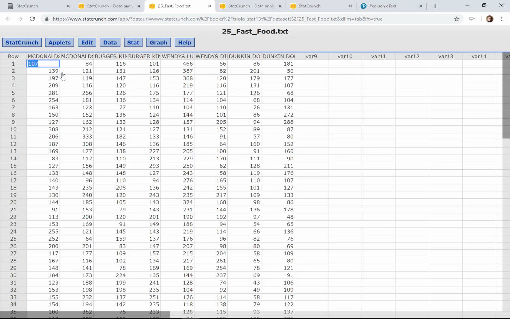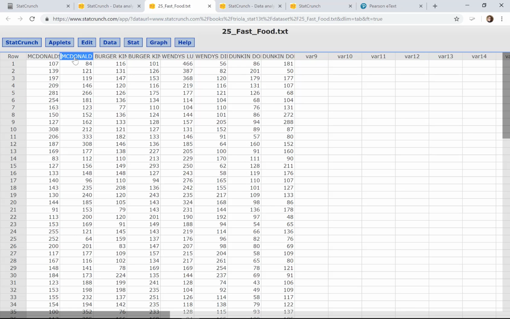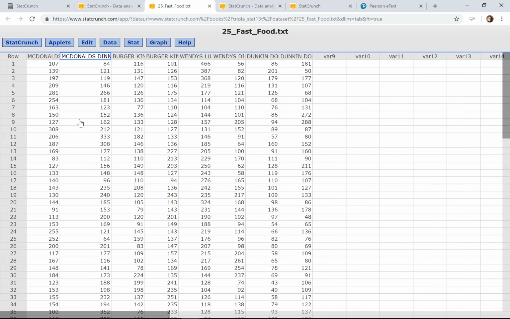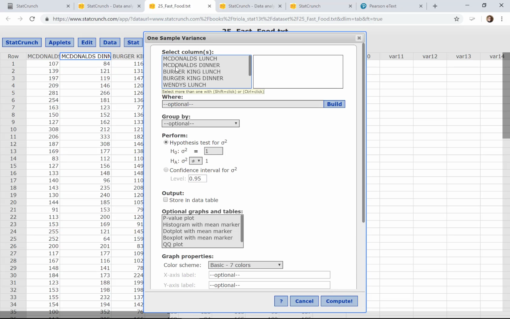And you can see I have all kinds of stuff here. So let's read what this says. I want to see what these things are. McDonald's lunch, and I bet that's McDonald's dinner. Let's just make it bigger so we can see. Yep. So we want to deal with this second column. I want to go Stat, and again, I'm going to do Variance statistics, one sample, but this time it's with data. And I want to do McDonald's dinner.